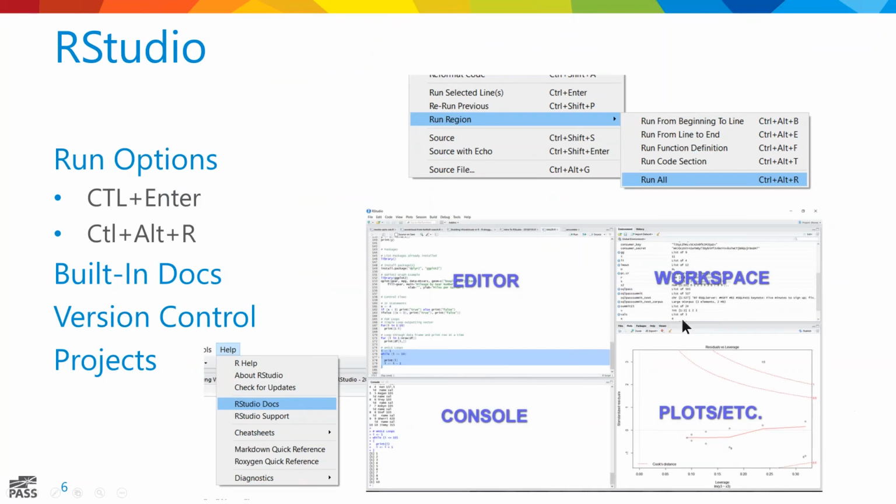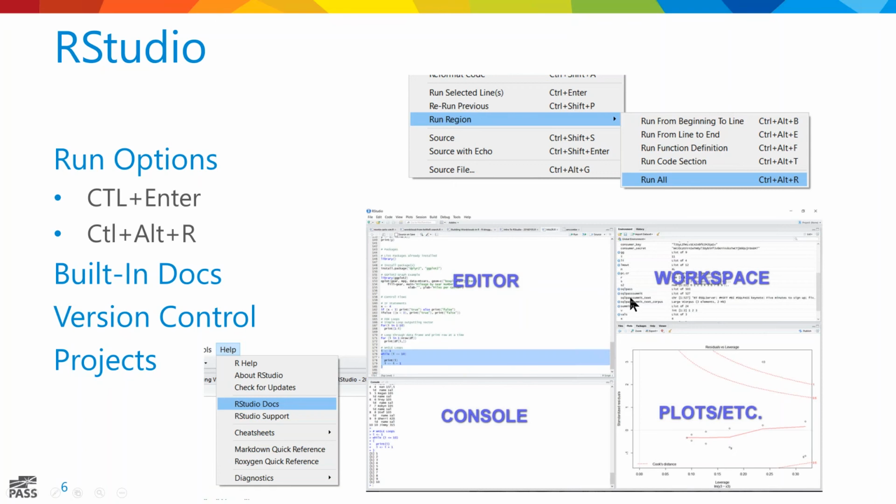What is RStudio? How does it work? It's broken up into four areas here. I'll show you it in action in a minute. You have this editor at the top left. This is where you can write your code. And you can run your code down here in the console. You can add your code up in the editor, execute it, and you'll see it actually executed down here in the console.